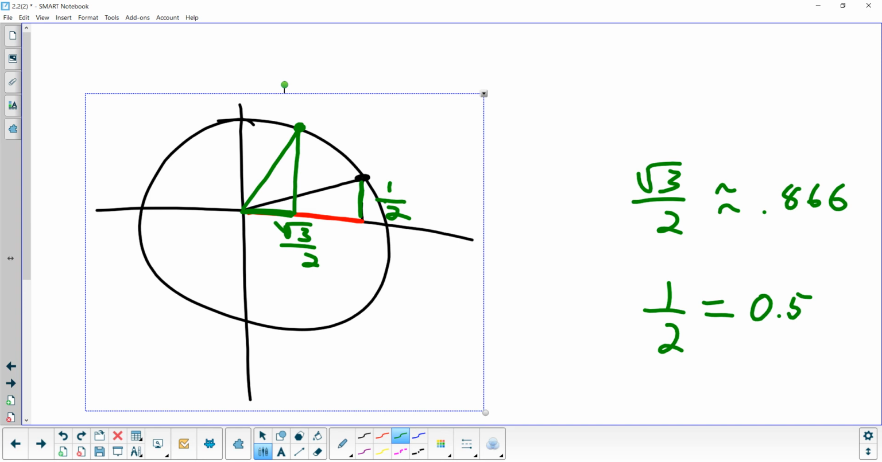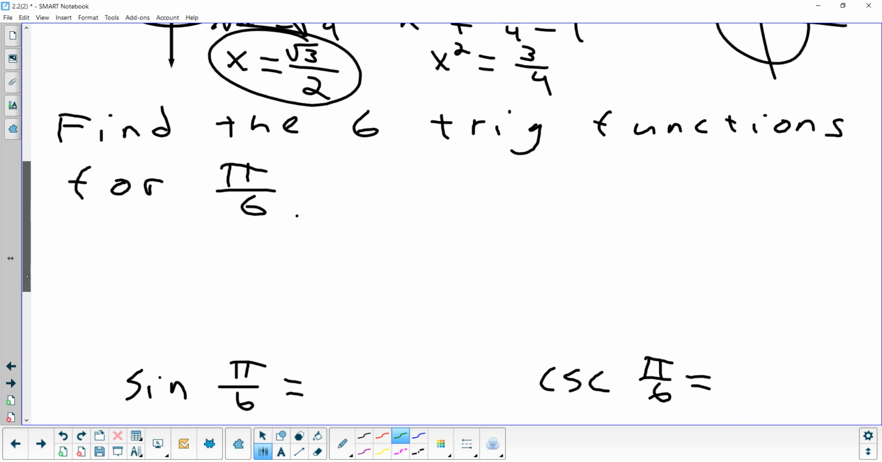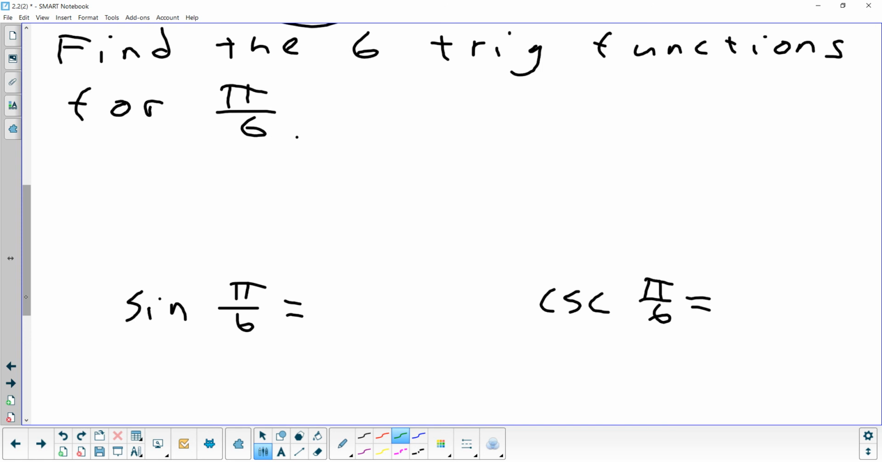Any questions on that? All right, so let's find the 6 trig functions for pi over 6. Okay, so 6 trig functions of pi over 6. What's the first thing that I have to figure out to do this problem? Yep, go ahead, Ian. I have to have the coordinate.